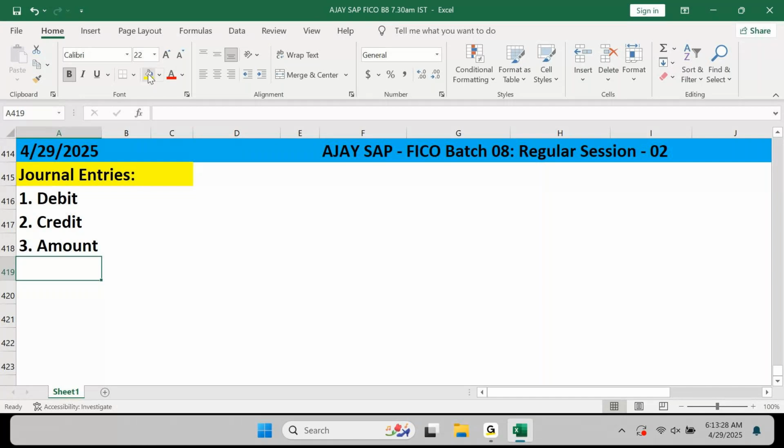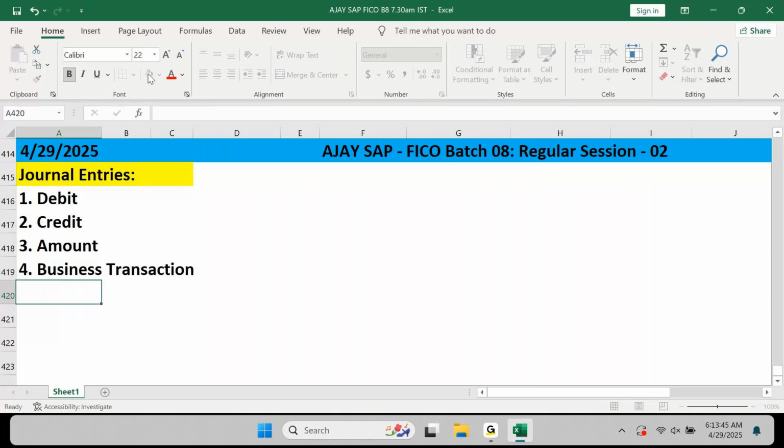Without SAP. We are not referring to SAP, we are only referring to basic journal entry. GL account. Date and invoice number. Narration, sir. Business transaction, or you will need narration, right? Let's say narration is required.